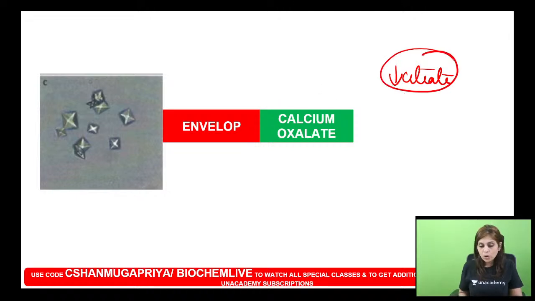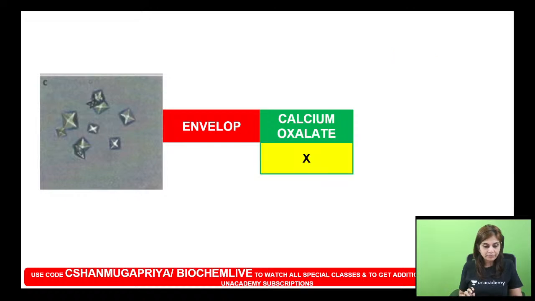Okay. And how do we remember it? It is X. Yes, you're right. Calcium oxalate dihydrate. Letters kept side by side, reversed, become hexagonal. So envelope shaped is X. Yes, calcium oxalate dihydrate.